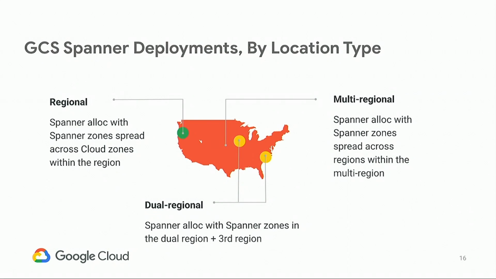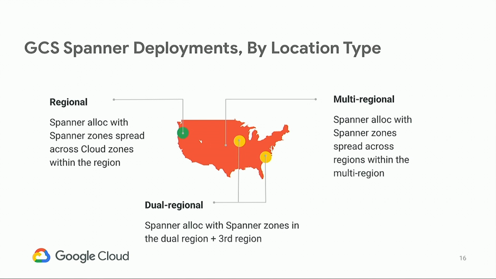So let's return to the earlier slide where we were talking about GCS's location types and talk about exactly what that means in terms of our Spanner deployments. For regional storage, we're using a Spanner instance that is entirely within a region. Just to keep in mind, we use separate Spanner instances for all GCS locations. For regional, we use a Spanner instance that's within the region, with zones in different availability zones of that region. For multi-regional, we use a Spanner instance.